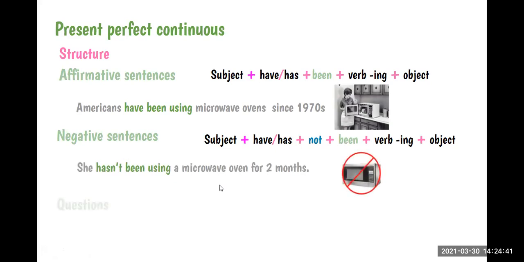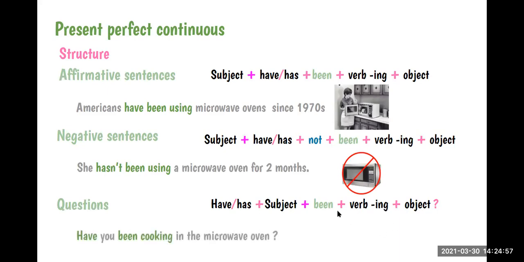Okay. Then we have questions here. We change the position of the subject and the auxiliary verb. We have have or has plus the subject, been, the verb in the ing form, and the object. Have you been cooking in the microwave oven? Okay, so exactly the same structures, right? Okay, now we are going to check the uses of this present perfect continuous tense.